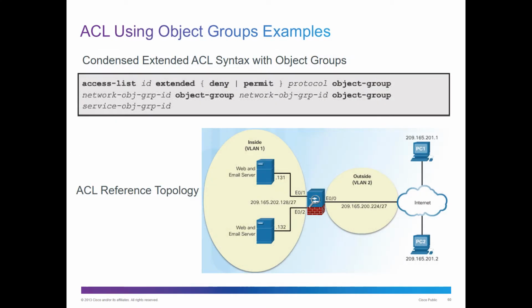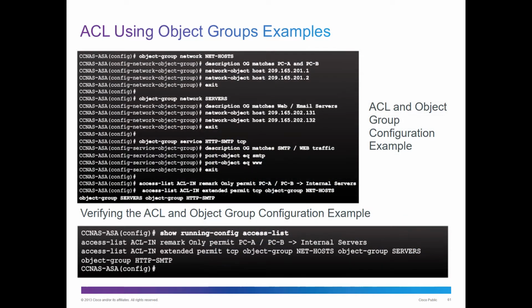For the access list entry, again looking at that topology, here's what the command would actually look like. Creating the services, setting up the ACL for the remark and extended, and then setting up the appropriate object groups for servers, not just networks. And that's how you'd be verifying the ACL and object group. That is the bottom option.